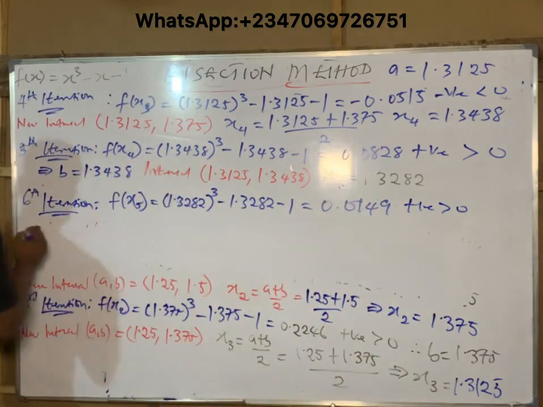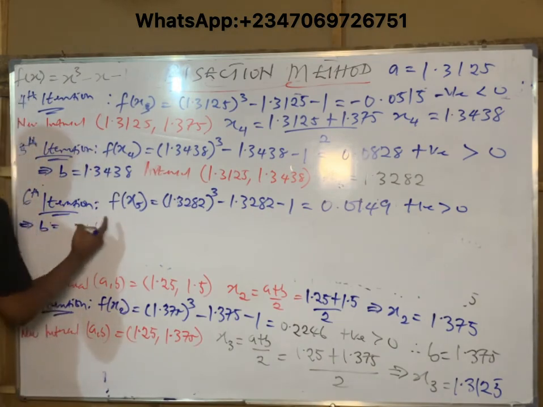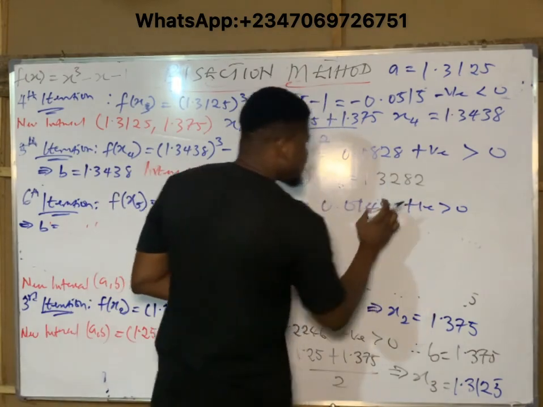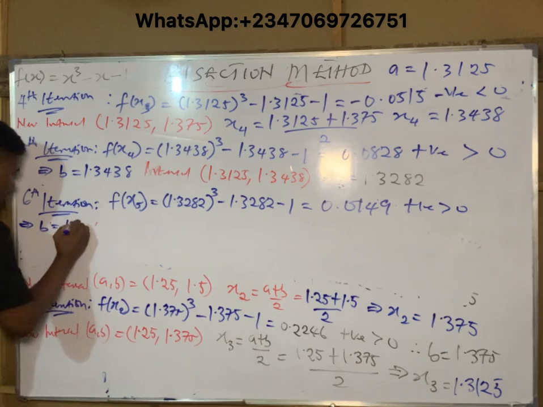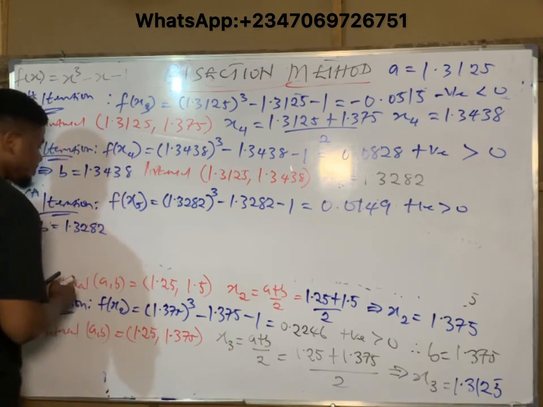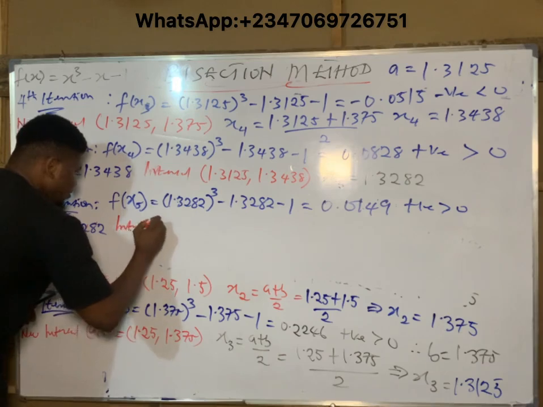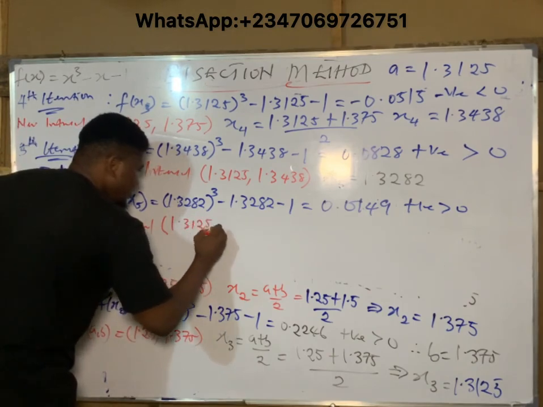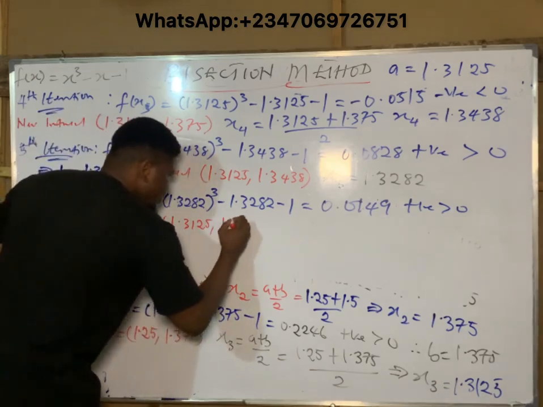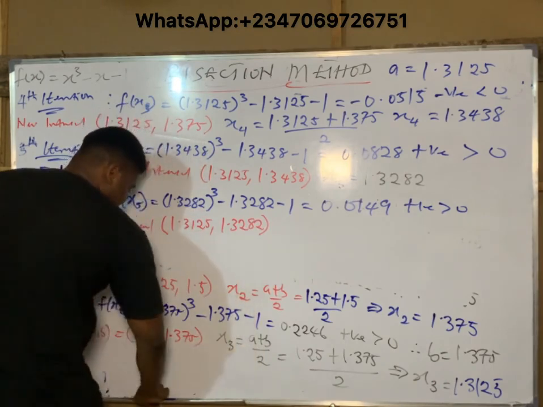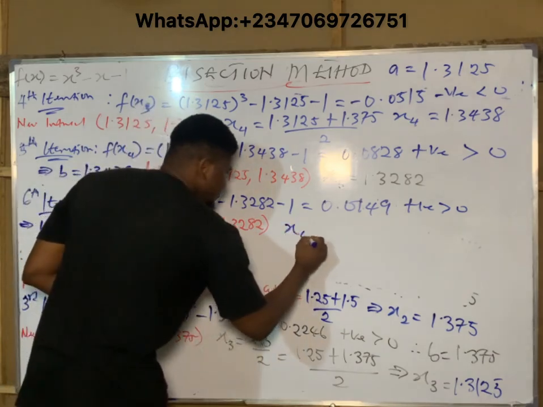So this simply implies that I have a new value for b. b now is the value that causes this function to be positive, and that value is 1.3282. So this simply means that my new interval is, a still remains 1.3125, and b is 1.3282. So now we find the next iterative value, which is x6.